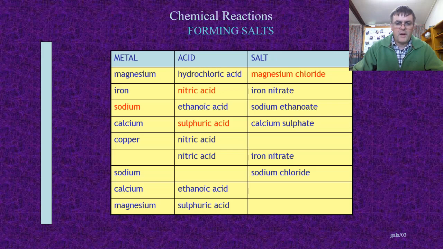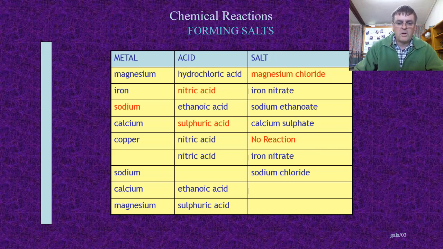Copper plus nitric acid. Okay, look at the example above this one here, the example of iron. Iron plus nitric acid became iron nitrate. Copper plus nitric acid. Here's a trick. Copper doesn't react with very much. That's why it's used in water pipes in the house. However, if you heat it, you might get a slight reaction. So let's see what we got.